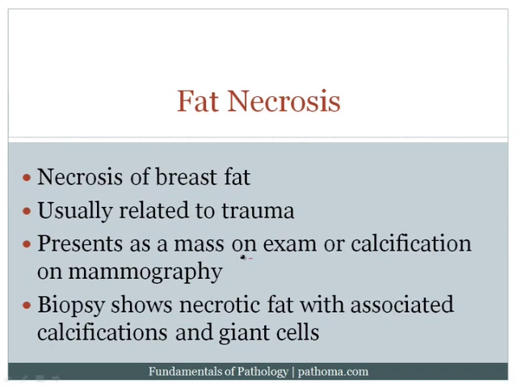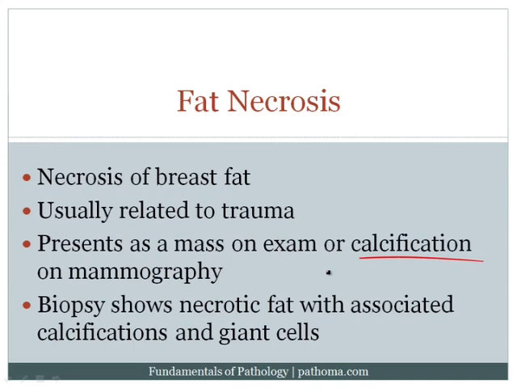It can present as a mass, so for example, either the woman feels the mass or the physician feels the mass, and that's because fat necrosis is going to result in disruption of the fat and some fibrosis and some giant cell reaction and some inflammation, which could then form a mass. But perhaps even more classic and particularly high yield is that it can also result in calcification on mammogram.